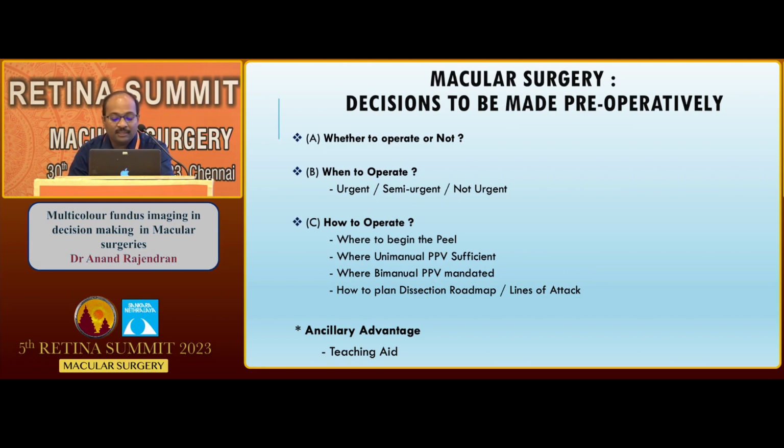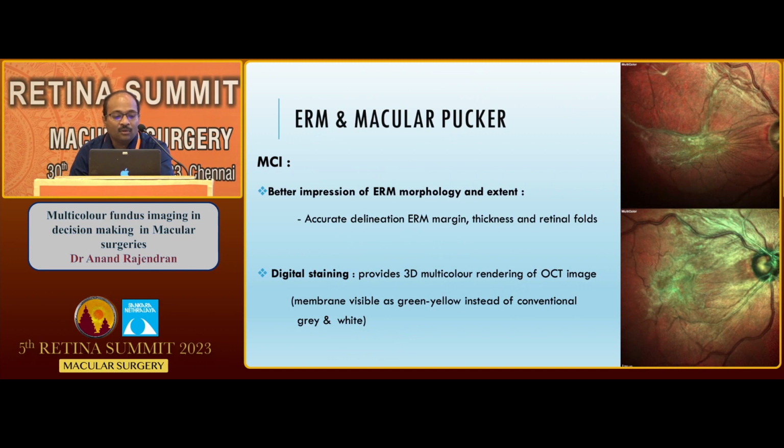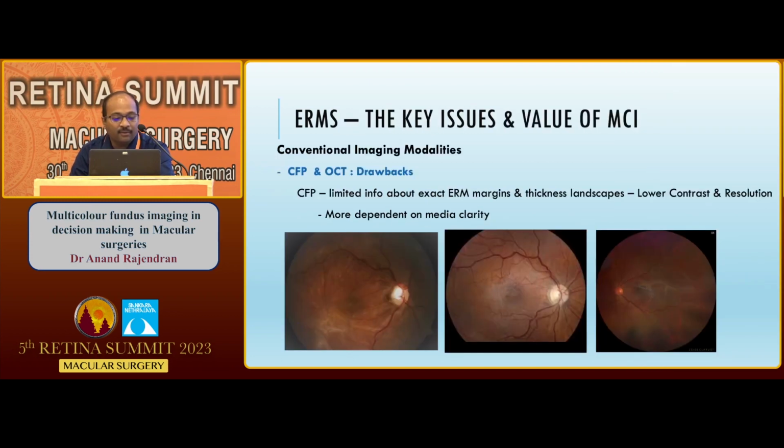And with MCI, we know it's a great teaching aid. So personally, I think for ERMs and macular pucker, MCI is a great tool. It gives you a better impression of the ERM morphology and the extent with accurate delineation of the ERM margin, the thickness, the retinal folds. And in a way, it is digital staining. It provides 3D multicolor rendering of the OCT image. The membrane is visible as a green-yellow structure against a reddish retinal background instead of the conventional gray and white.